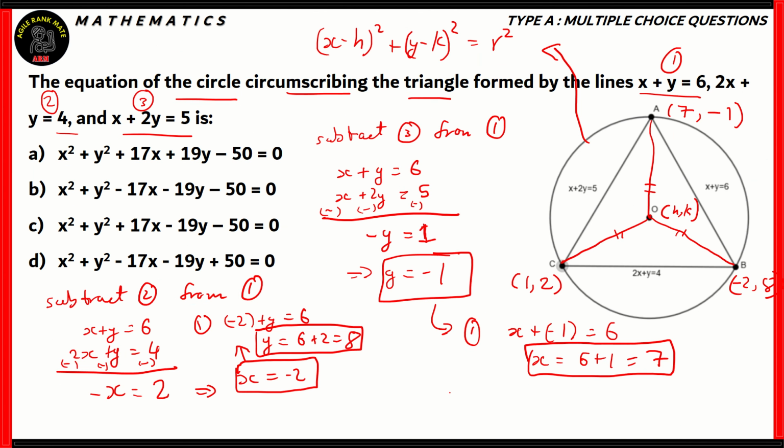So now we know the coordinates of the center of the circle, which are 17 by 2 and 19 by 2 respectively. So how are we going to solve from here on out?